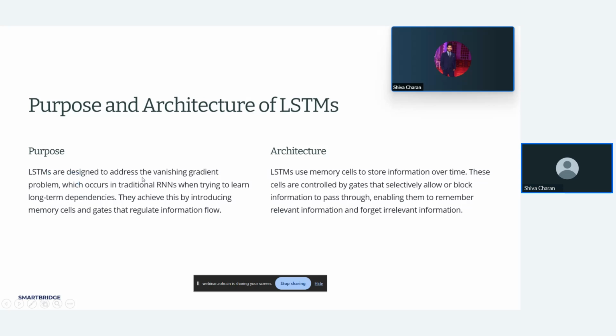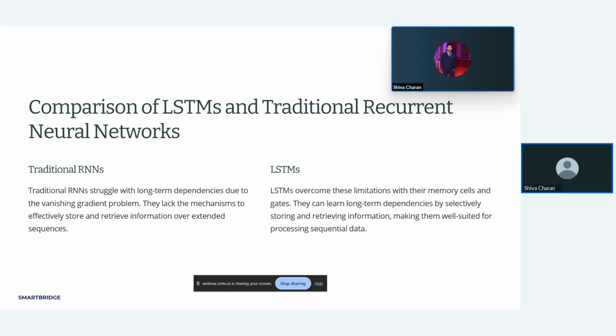What is the main purpose here? Designed to address the vanishing gradient which occurs in traditional RNN when trying to learn long-term dependencies. See, this is what the problem is, correct? And they achieve this by introducing the memory cells and the gates which regulate the flow. Memory cells store information over time, and they're controlled by gates, and they selectively allow or block the information. ఈ గేట్స్ లో ఇన్ఫర్మేషన్ అనేది అలౌ చేయాలా ఆర్ ఎల్స్ ఫర్గెట్ చేయాలా అనేది గేట్స్ పైన డిపెండ్ అవుతుంది. And how it happens we will further see in the further slides. So here we can see it forgets the irrelevant information. Correct, it will forget the irrelevant information.